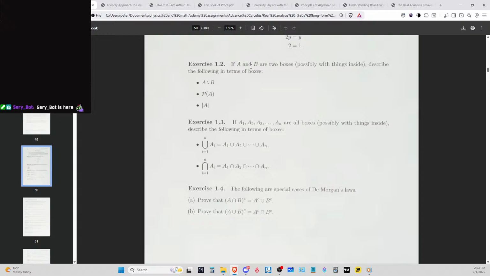So, let's see, if A and B are boxes. Usually I always struggle with the De Morgan laws, so I think we're going to focus on that. Let's see: if A and B are all boxes, possibly with things inside, describe the following terms in the boxes.